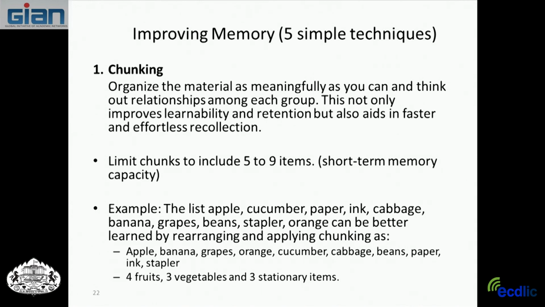And an example of this might be, okay, you have the following list when you go to the grocery store or out to the store. You need to get apples, cucumbers, paper, ink, cabbage, banana, grapes, beans, a stapler, and an orange. If you don't have a piece of paper and you want to try to remember this list, you could rearrange things. You might start with the fruits that you need: apple, banana, grapes, and orange. And remember that you need 4 fruits. Then you could go on and remember you need 3 vegetables: cucumber, cabbage, and beans.